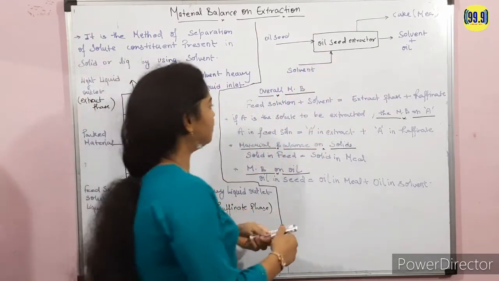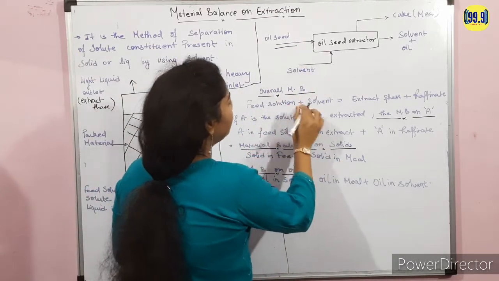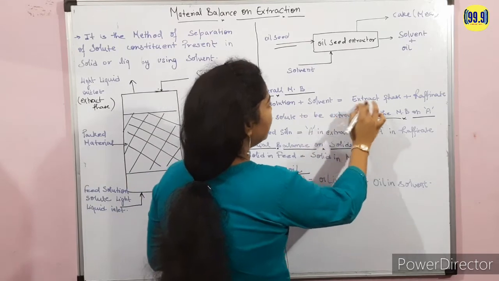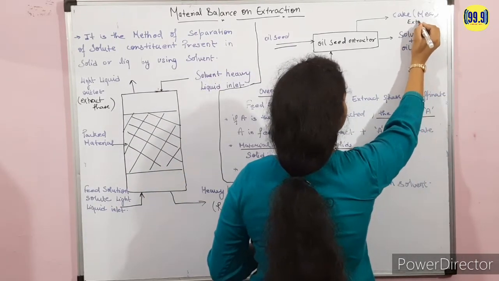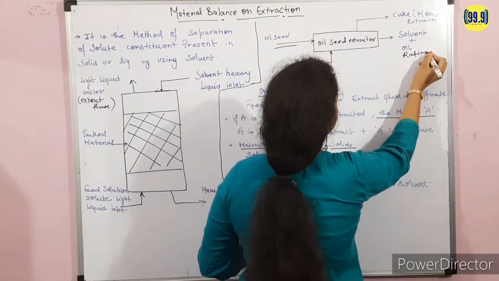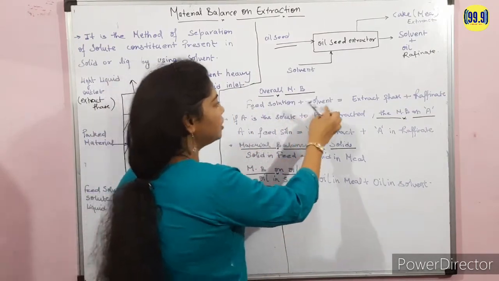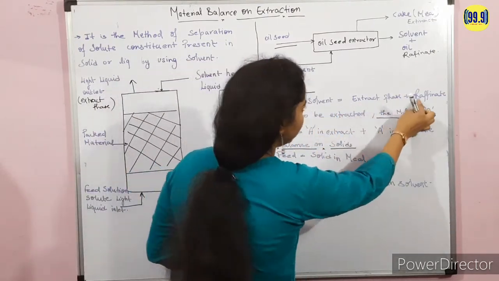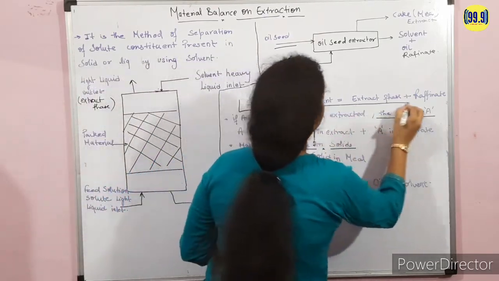The input, the feed, plus solvent is equal to extract and raffinate. Here, this is our extract and this part is our raffinate. Okay, so feed solution plus solvent is equal to extract phase plus raffinate phase. This is our overall material balance.